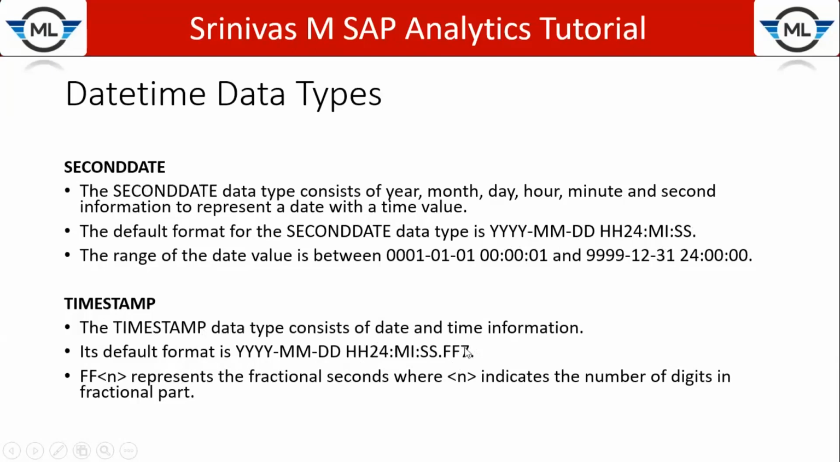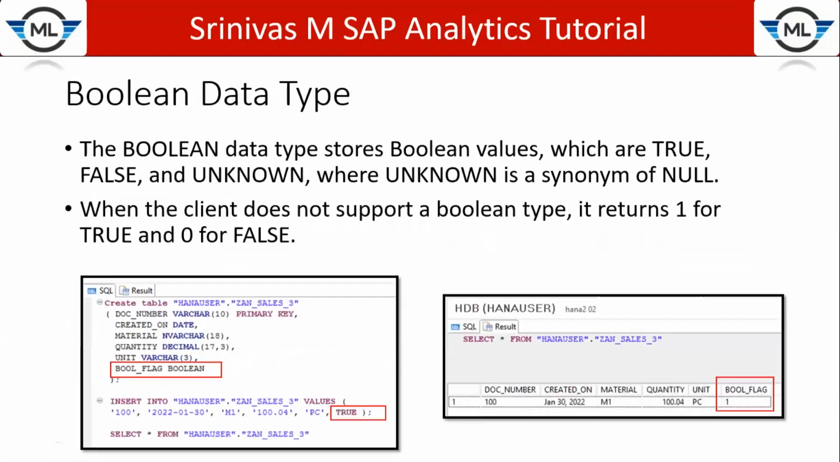Here FF7 is there, right? 7 actually is a number field. You can change this one. Okay, FFn. This is the representation of fraction of seconds, where n indicates the number of digits in the fraction part. How many fraction digits do you want to capture? Such a number you can give here. Okay. So that's all about date time data types.